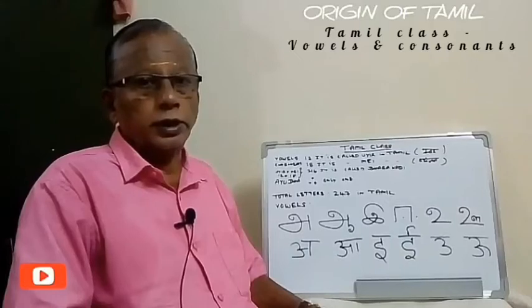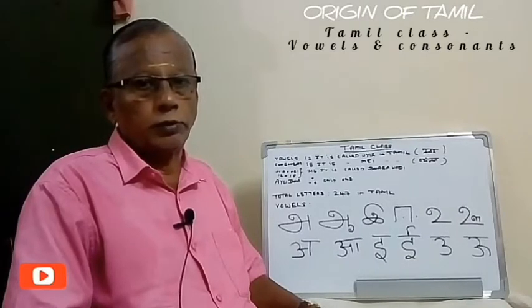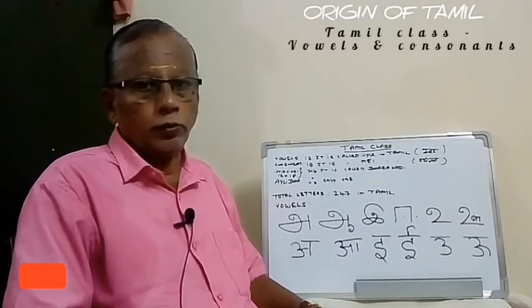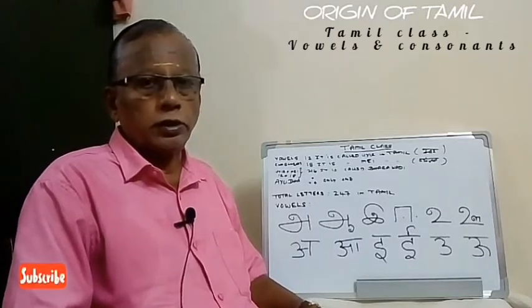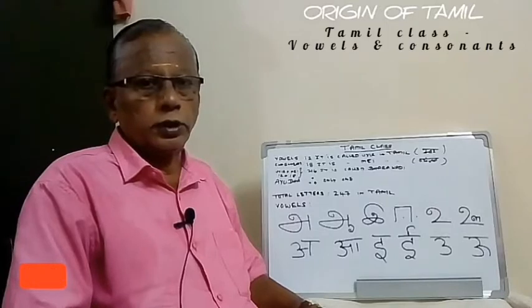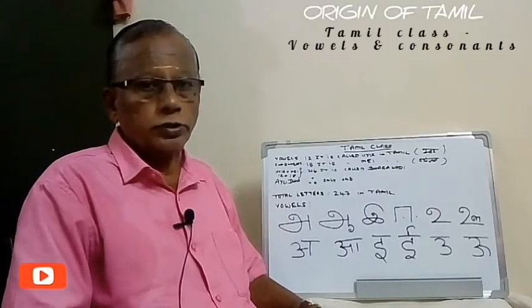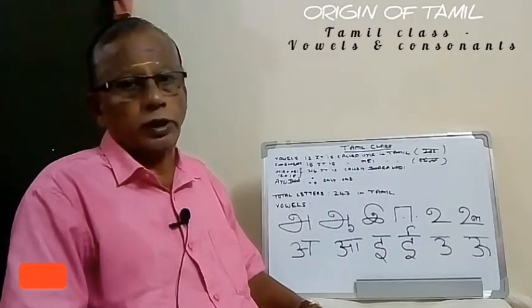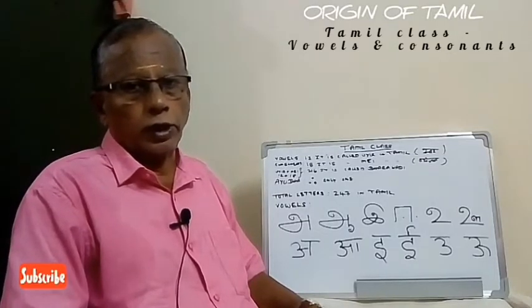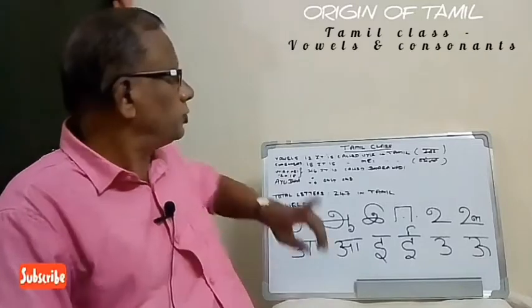I have given the introduction of Tamil and the origin of Tamil and the background of Tamil Nadu. So in short, I have told you about vowels and consonants. Today, I am giving you a brief description of the total number of Tamil letters. Can you see the board?